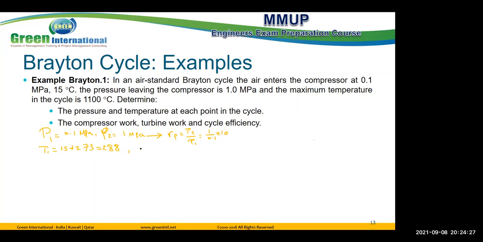So T1 is 288. And we have the maximum temperature in the cycle. Which one is the maximum temperature in the cycle? The maximum temperature in the cycle is T3, which is at the output of the combustion chamber. 1100 plus 273 equals 1373. This is Kelvin. What else?